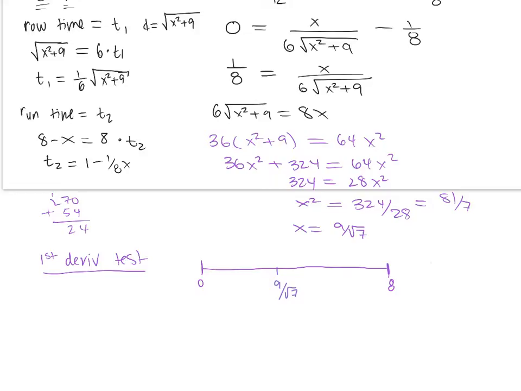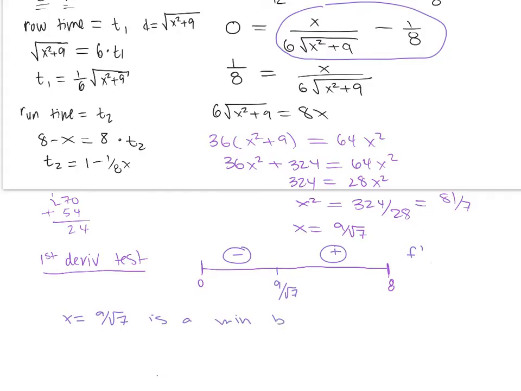Let's test some numbers in your derivative. So we're going to test in f prime. And technically, you can actually test 0 and 8 if you want to. Pretty easy. So if you plug 0 into this, what's the sign of f prime going to be? I think it's going to be negative, isn't it? Because plugging in 0 zeroes out the first thing, right? And I'm pretty sure that when you plug in something like 8, this ends up being positive. So it decreases, then increases, which means that x equals 9 over root 7 is a min by the first derivative test.